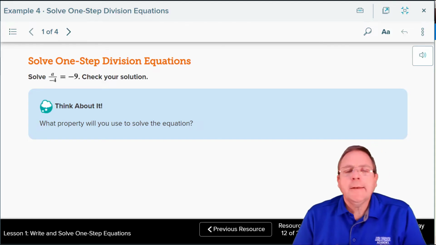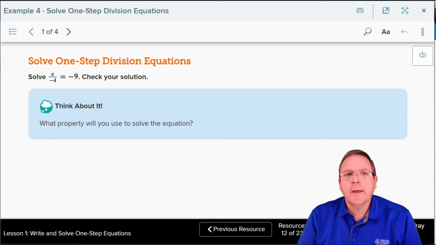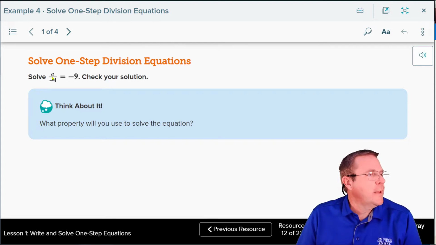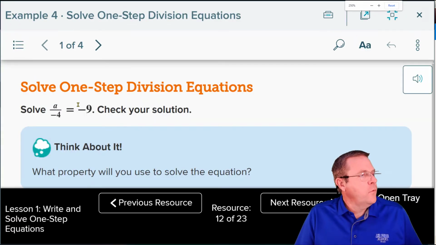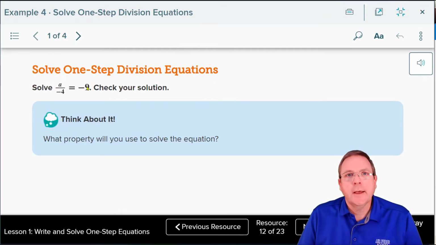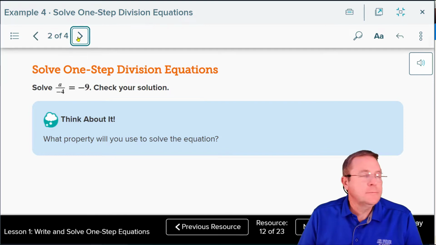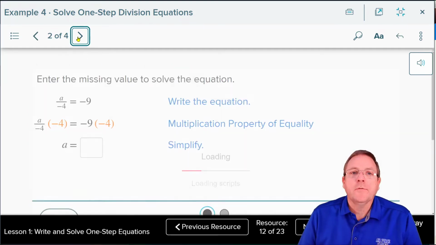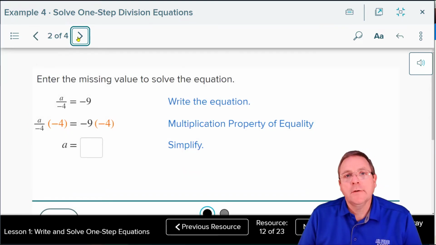All right, we've added, we've subtracted, and we've multiplied. That means that all that's left to do is division. For this one, we have a divided by negative 4 is equal to a negative 9. Final goal of an equation, to isolate your variable. Your variable is a, his friend is negative 4.